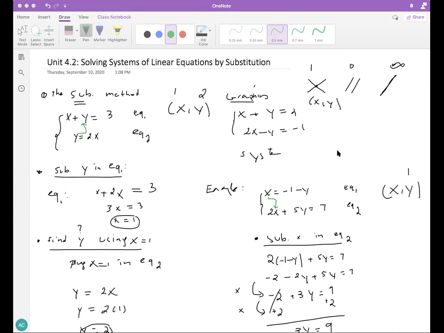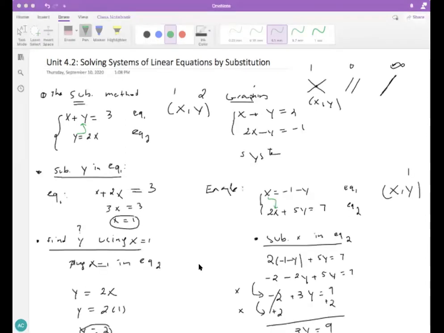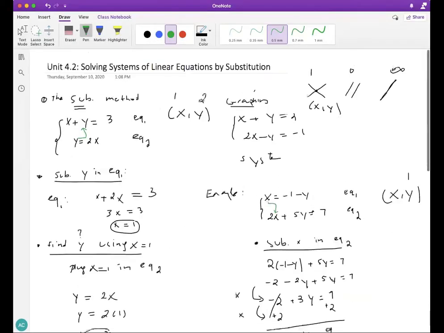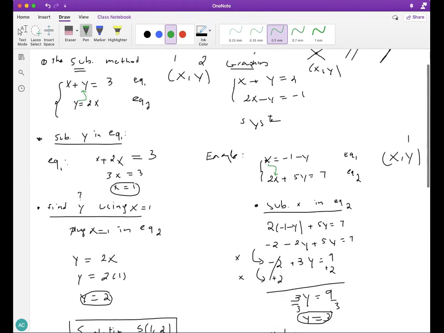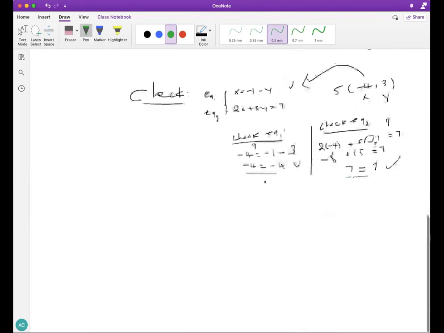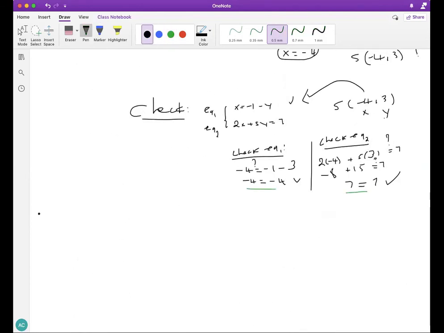Okay, so now let's see another case. We're going to see another case of solving linear systems. So far, again, you look at the system and you look for the variable that's by itself. You plug it into the other equation. Same here, we'll look for the variable that's by itself. That's what you substitute in the other equation. But sometimes you may not have one variable by itself.